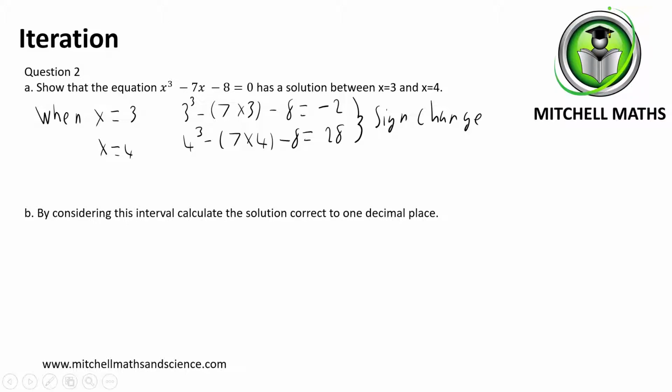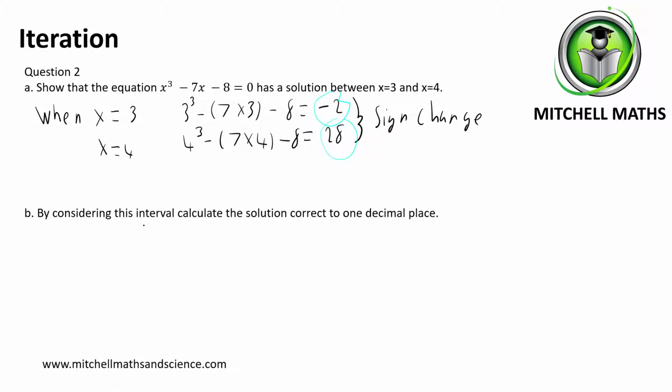The next part of the question says, by considering this interval, calculate the solution correct to one decimal place. What we're going to need to do is input further values to find out which number comes closest to it. Now, if you look at your answers, you've got, for the last question, minus 2 and 28. So it should be fairly obvious that the solution is going to be closer to 3 than it is to 4. If it had been the other way around, if it had been much closer to 4, I would have started with decimals near 4.